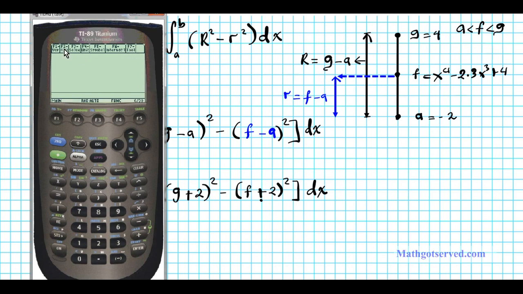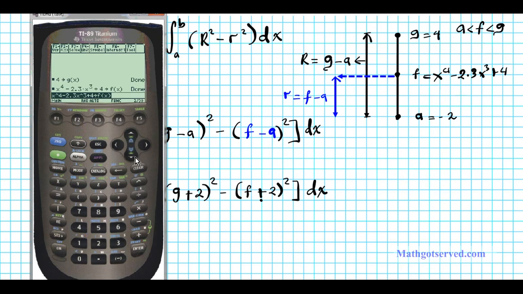Notice I have F2 there. Now I want to store 4 in my G function. So I'm going to type in 4, and then above on you have store in function 2, which is G. Enter, it tells you done. Now I'm going to store this function in F. So I'm going to have x to the 4th minus 2.3 x to the 3rd plus 4, and I'm going to store that in function 1, done.